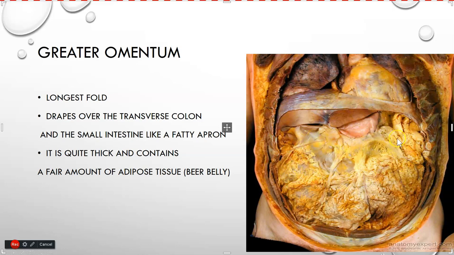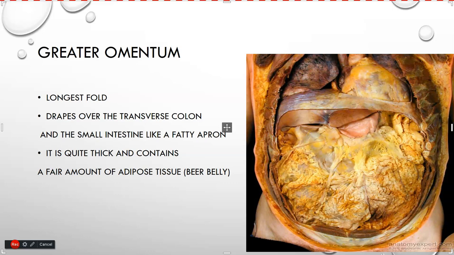So the greater omentum is the largest fold. It drapes over the transverse colon and the small intestine, kind of like a fatty apron. It's quite thick. It contains a large amount of adipose tissue or fat. If you happen to have someone in the family who's got the big beer belly, sounds like a ripe watermelon, the big tummy, it is not fat between the skin and the muscle that's caused that tummy to stick out. It's because of the fat that's collected in the greater omentum.